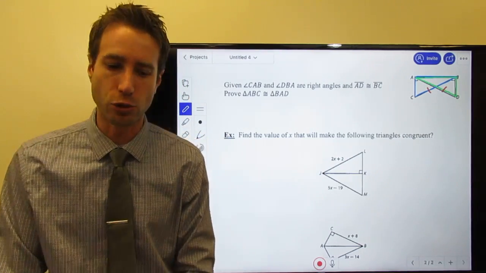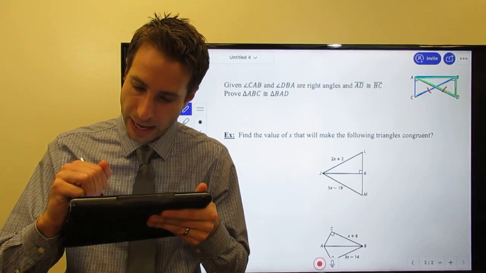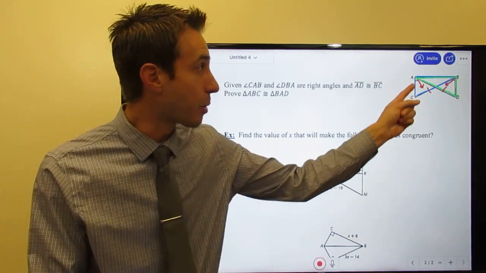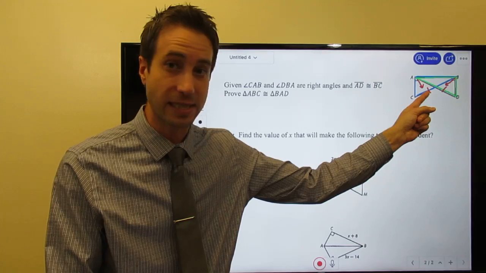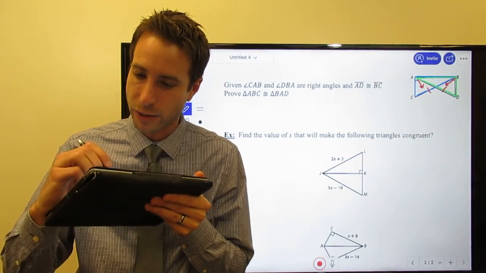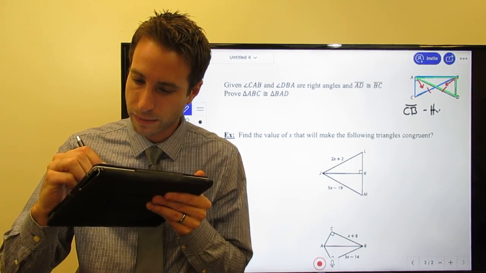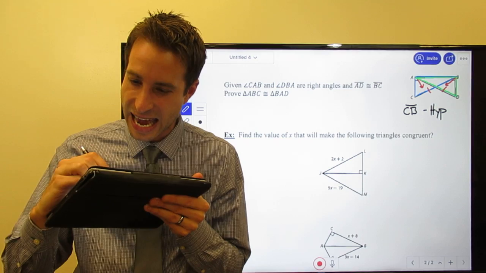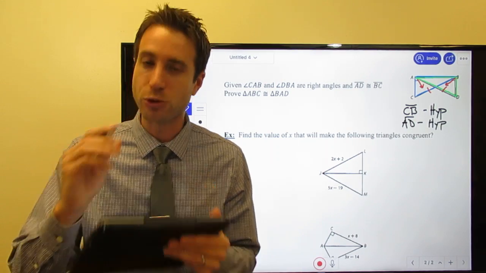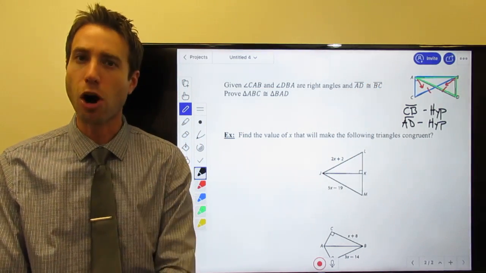Well, remember our nice little trick. The hypotenuse is always opposite the right angle. Well, there's my right angle. So since my right angle is here and I'm going to the opposite side, I know that CB is a hypotenuse. And I know that AD is also a hypotenuse. So here's what I was given. This tells me hypotenuses are congruent.